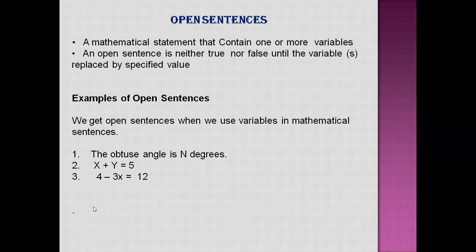4 minus 3x is equal to 12. The x is an unknown number. 5 plus y is equal to x. x and y both are variables. Now these are the examples: 3x plus 5 is equal to 4, 2x minus y is equal to 24.